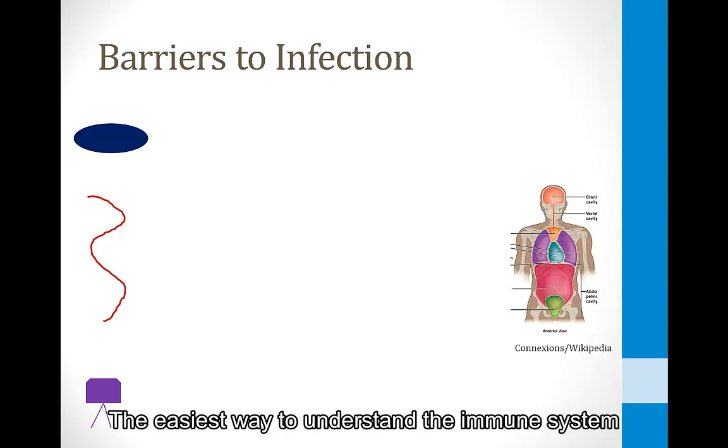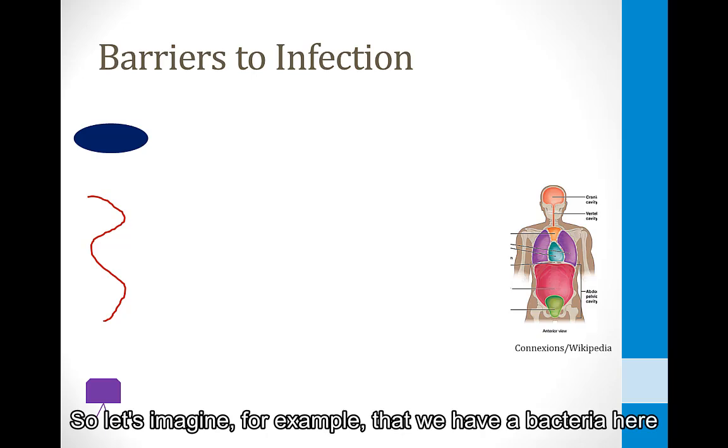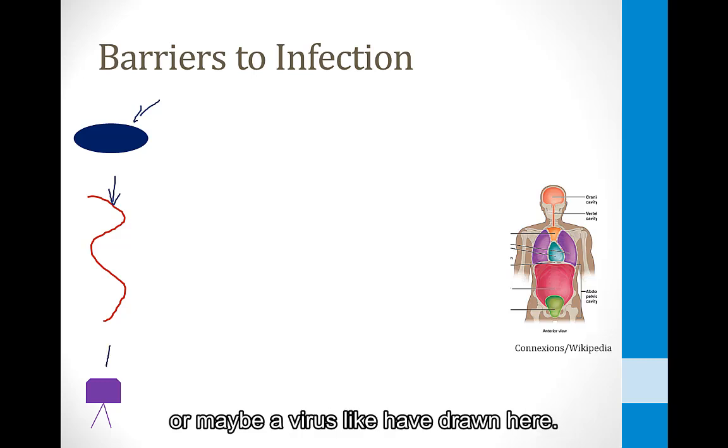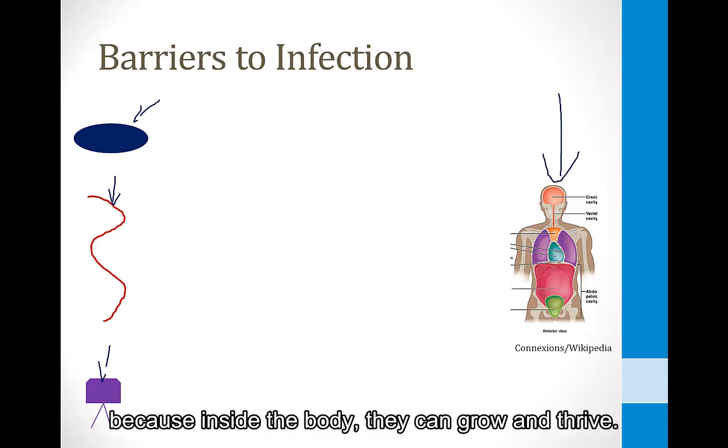The easiest way to understand the immune system at a basic level is to think of it as a series of barriers to infection. So let's imagine, for example, that we have a bacteria here, or maybe a helminth like I've drawn here, or maybe a virus like I've drawn here. And these pathogens want to get inside the body because inside the body they can grow and thrive.